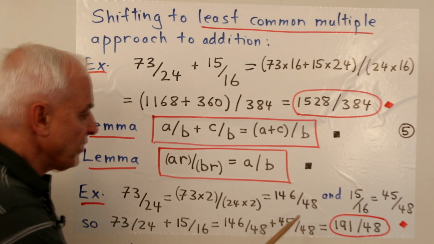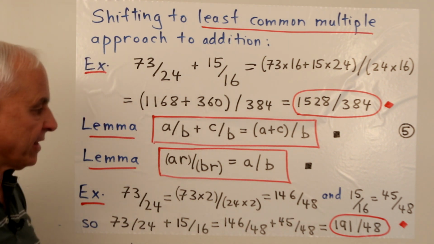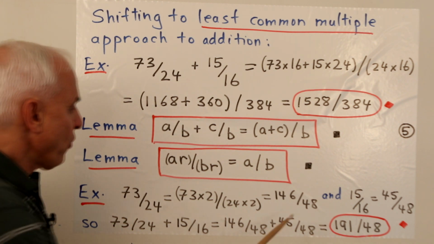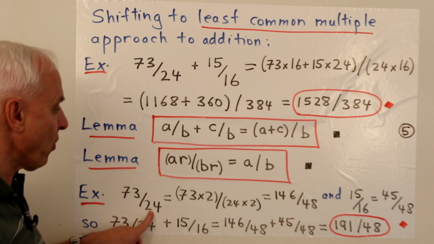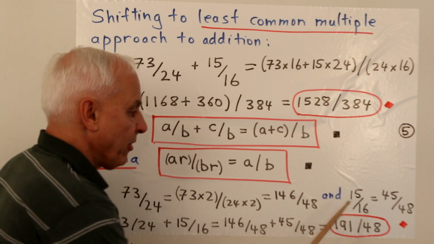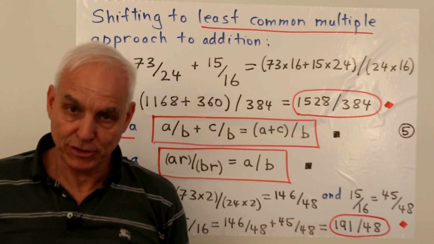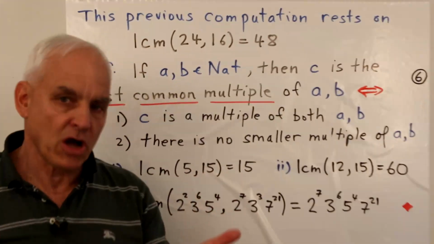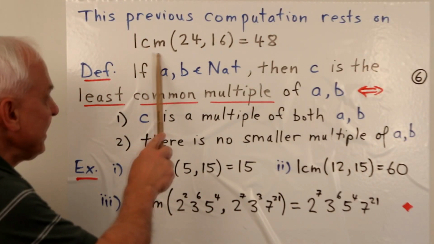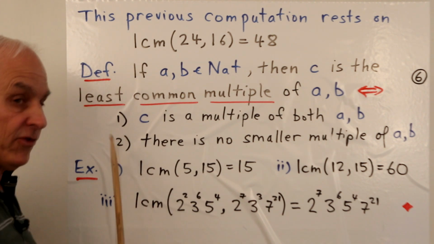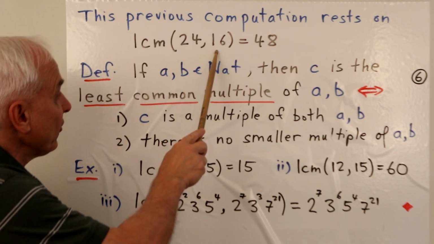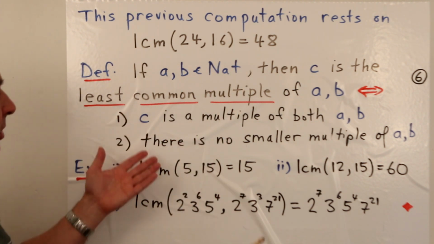The crucial thing here is that 48, we didn't get that just out of the hat. 48 is a multiple of 24, and it's also a multiple of 16. In fact, it's the least common multiple. So that previous computation relied on the fact that the least common multiple, represented by LCM, of 24 and 16 is 48. And in general, what does that mean?